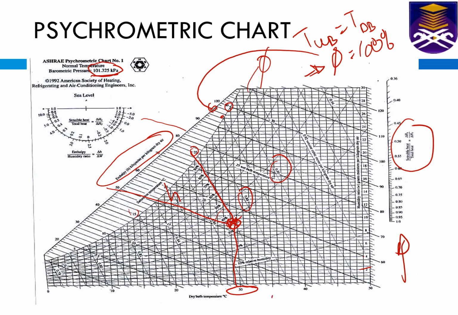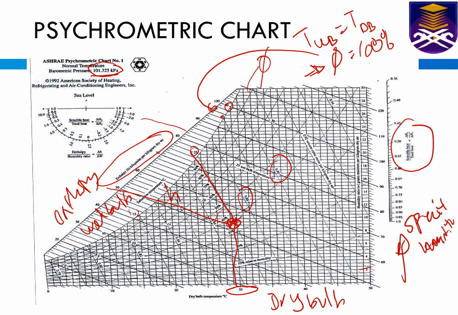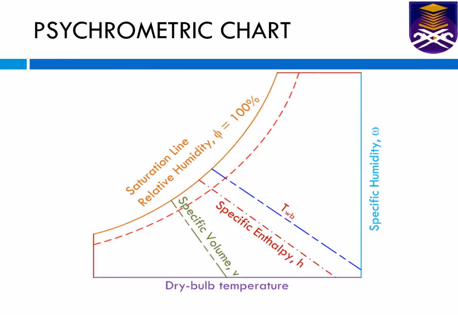So this is the dry bulb, this is the wet bulb, this is the enthalpy, this is the specific humidity, and this is the relative humidity. In order to simplify the psychrometric chart, it will look like this. Dry bulb, specific humidity. This is the saturation line. Then it will decrease along the saturation line across the specific volume, and then the specific enthalpy. So you need to understand this psychrometric chart. It can only be used at 101.325 kilopascal, or at the standard atmospheric pressure.